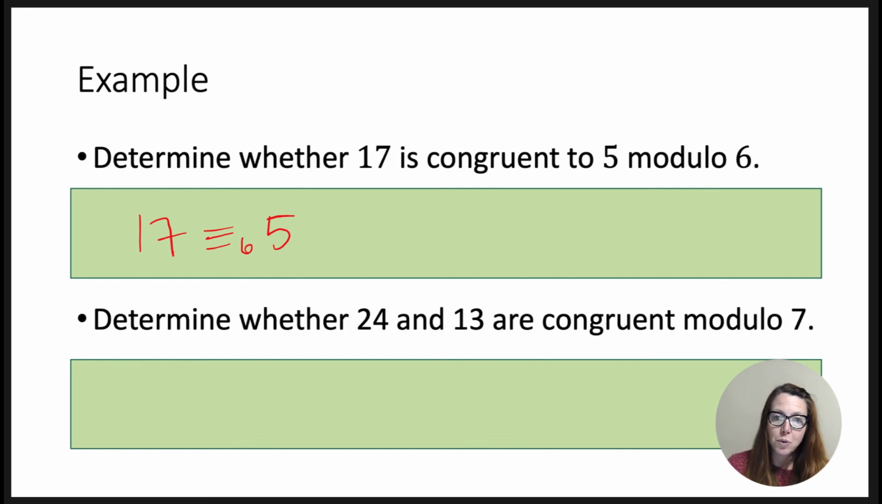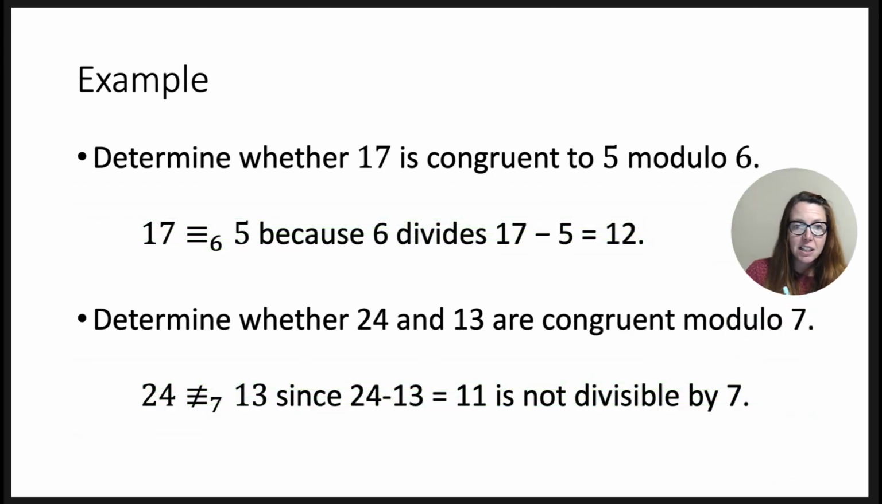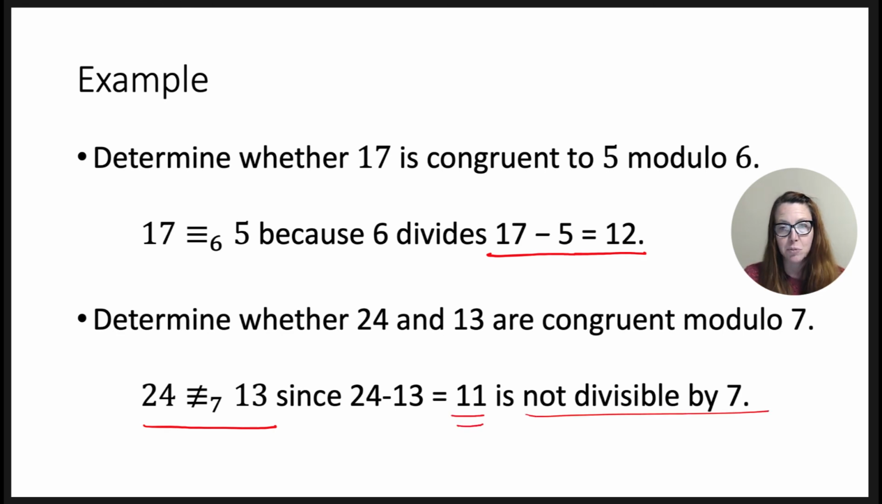Likewise, we can check if 24 and 13 are congruent modulo 7. And we can say, 24 minus 13, that difference is 11. That is not divisible by 7. And so 24 is not equivalent to 13 modulo 7. And the reason for that is as follows. 17 is equivalent to 5 modulo 6 because 6 divides 17 minus 5. And 24 is not equivalent to 13 modulo 7 since 24 minus 13, as we said, was 11, and this is not divisible by 7.